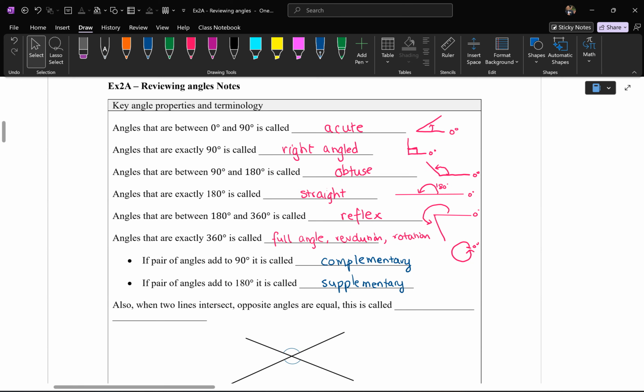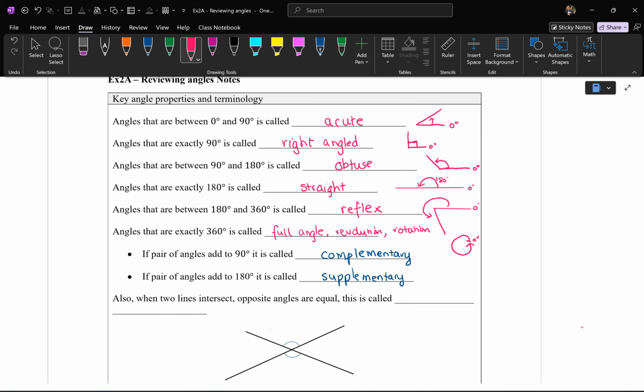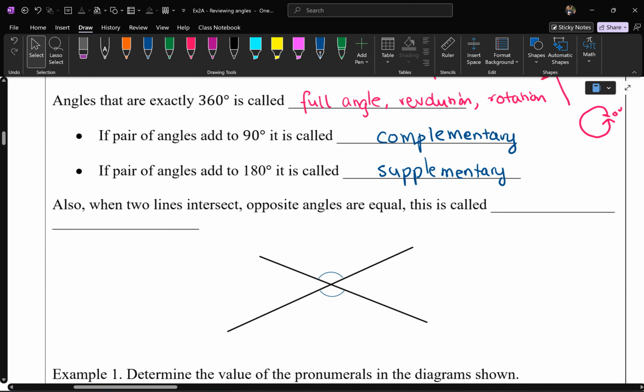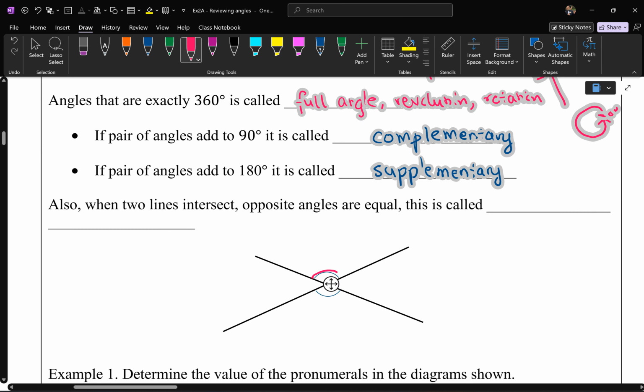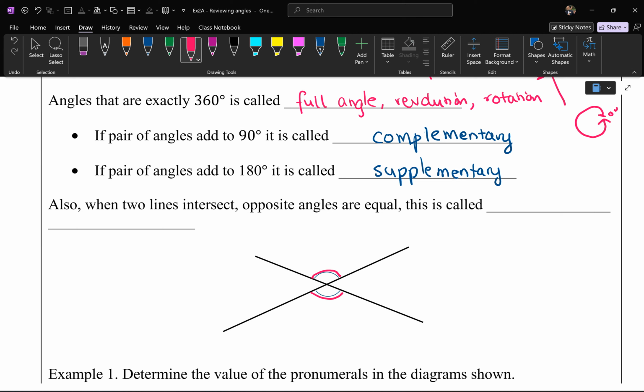Next one. Also, when two lines intersect, so the diagram I've drawn there for you, when two straight lines intersect, these are called opposite angles. This angle is opposite to this angle, and they are equal. So whatever this angle is, it'll equal exactly whatever that angle is. For example, if this was 65 degrees, this one would also be 65 degrees. So opposite angles are equal.